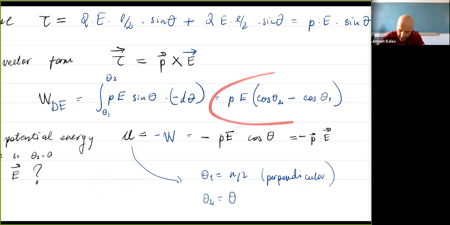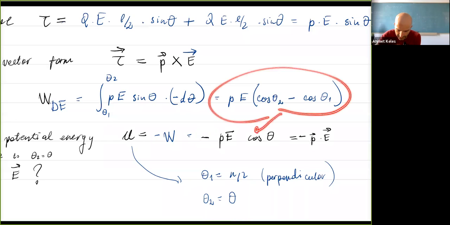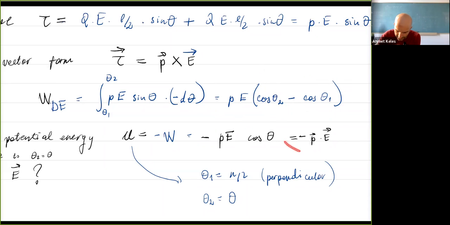And I can use just this guy. So initially, okay, there's an overall minus sign because of the work-energy theorem. Minus the work is equal to the potential energy. So that's this minus. And now I should just copy this, but my initial angle is pi over 2, and this one is theta. So the whole thing becomes minus p dot E, right? So this is like cosine. So I just put p E cosine theta.